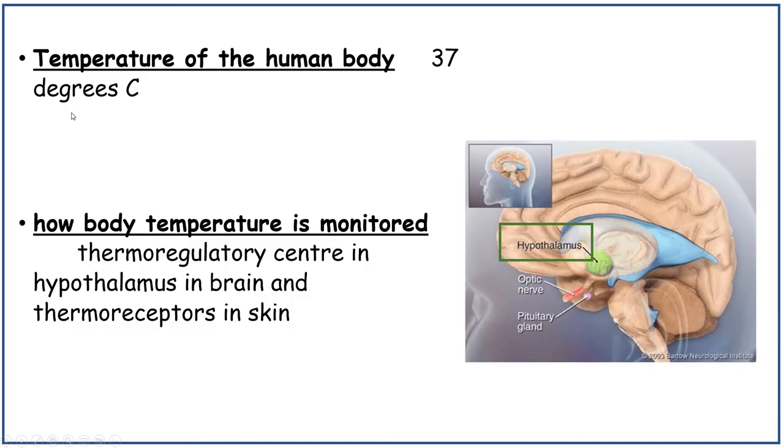The temperature of the human body is 37 degrees Celsius. Body temperature is monitored by the thermoregulatory centre in the hypothalamus in the brain, and it's also monitored by thermoreceptors in the skin, but the coordinator is the hypothalamus.